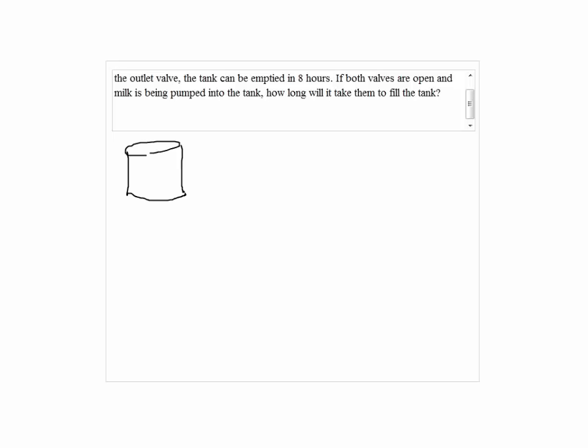So let's look at the tank here. Milk is coming in from the inlet valve, and milk is going out with the outlet valve. Since the milk tank can be filled in 6 hours, the inlet valve can do 1 out of 6 of the job per hour. So it means 1 out of 6 of the tank can be filled in 1 hour.